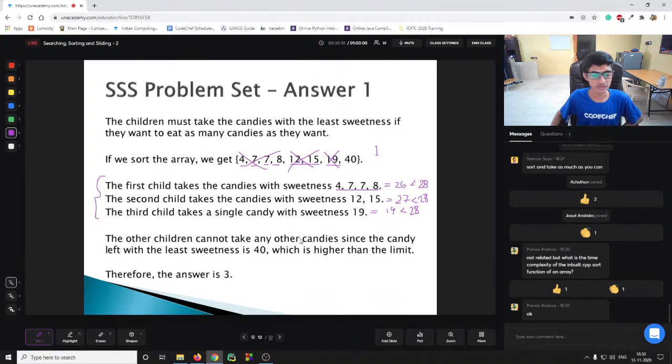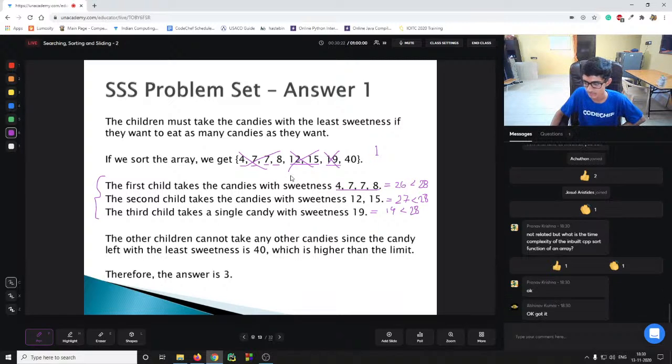The other children cannot take any other candies, since the candy left with the least sweetness is 40, which is higher than the limit. Therefore, the answer is 3. So if anyone didn't get this question, please react with the confused emoji. Okay, I guess everyone got it.